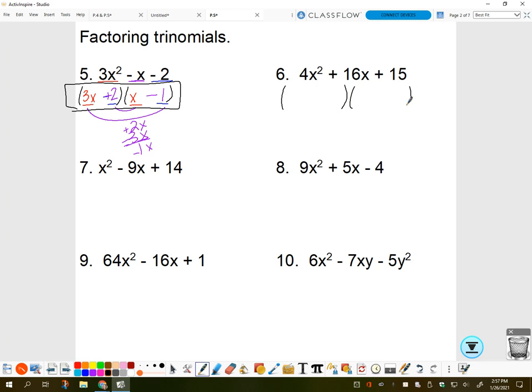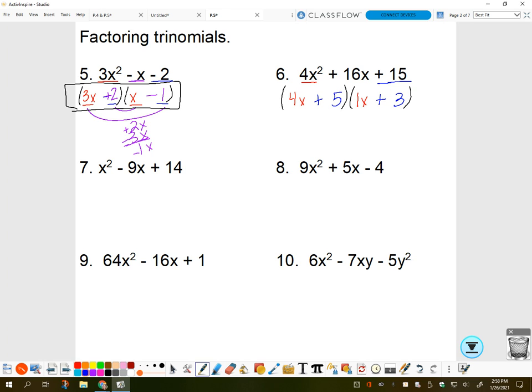We need to multiply to get 4x squared in the front. So you can choose 4x and 1x or 2x and 2x. And again, until you get really good and can think a couple of steps ahead of yourself, you just pick one and see if it works. Let's go with 4x and 1x. Now we need to pick numbers that multiply to get positive 15. So let's say 5 and 3. We're multiplying to get a positive, and we're going to add to get a positive, so we know they're both going to be pluses.